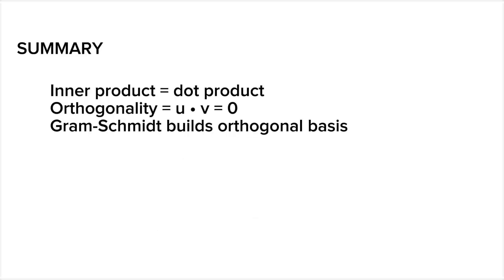To sum it all up, the dot product lets us check orthogonality. Orthogonal vectors have a dot product of 0, and the Gram-Schmidt process is a systematic way to take any set of vectors and turn them into an orthogonal basis. These concepts are essential tools in linear algebra and have wide applications in geometry, computer science, and beyond.